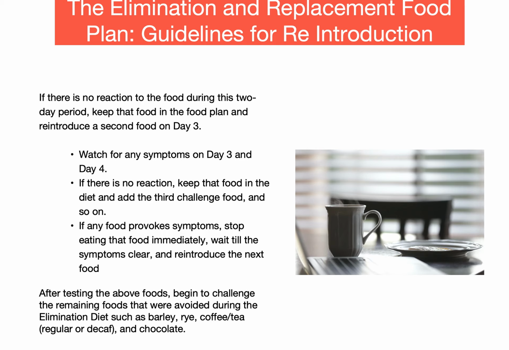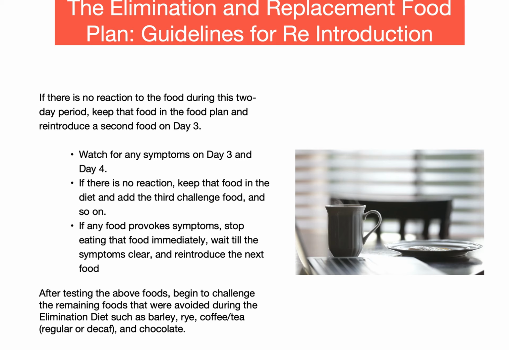If you do have a negative reaction, then put an asterisk by that food and take it off your list and wait until your symptoms go away before you reintroduce the next food. So you don't want to be having symptoms while you reintroduce the next food, because you never quite know if that next food is causing symptoms if you still have something happening. So if you have a reaction, stop the food, put an asterisk by it on your symptom tracker, keep it off your list, and then go to the next food.